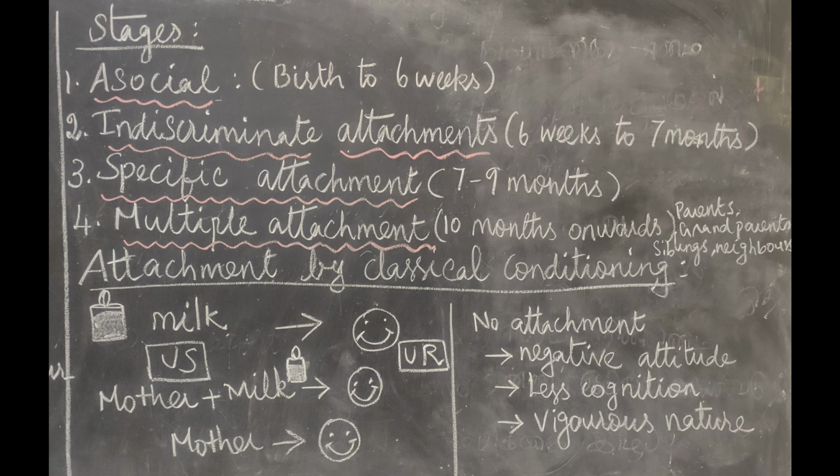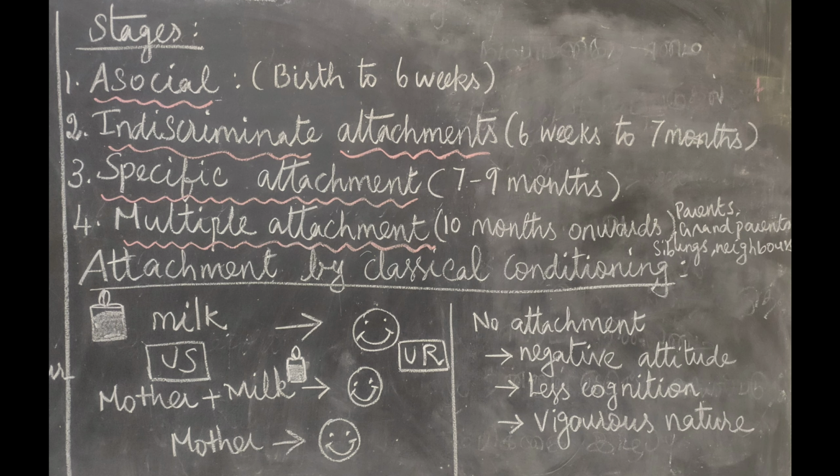But in the indiscriminate attachment stage from 6 weeks to 7 months, the child is now able to differentiate the caregiver from the strangers. Namely, it is able to identify their parents from the strangers. And the baby smiles more to the mother and quickly moves to the mother when she picks him.